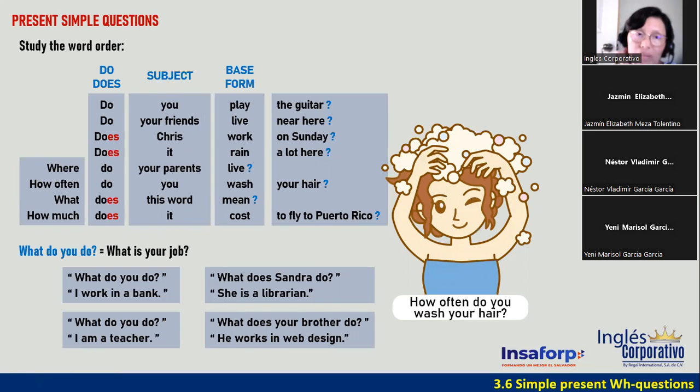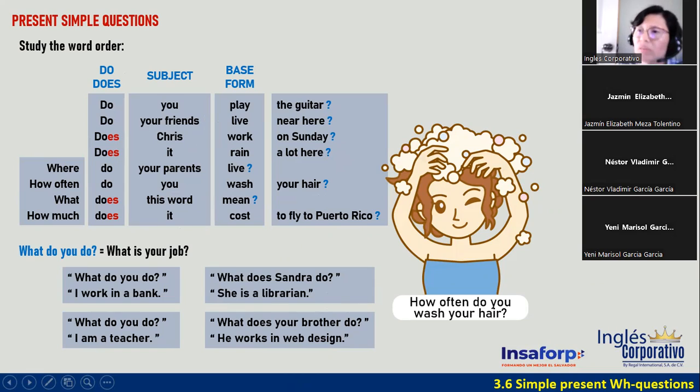Entonces, ¿cómo vamos a pasar a las WH questions? Bueno, también les había explicado parte de eso la semana pasada. Decíamos que vamos a tener el auxiliary: do or does plus subject plus base form. ¿Verdad? Entonces, where do you play the guitar? Do your friends live near here? Does Chris work on Sunday? Does it rain a lot here? Where do your parents live? How often do you wash your hair? What does this word mean? And how much does it cost to fly to Puerto Rico? ¿Verdad? Entonces, esa es la forma en la que nosotros vamos a hacer las preguntas.